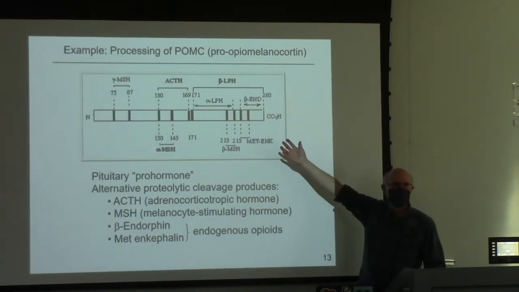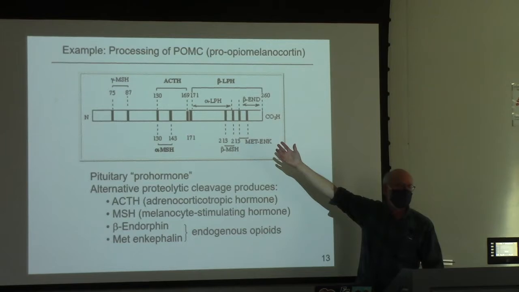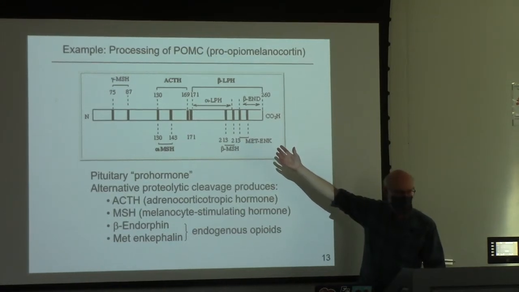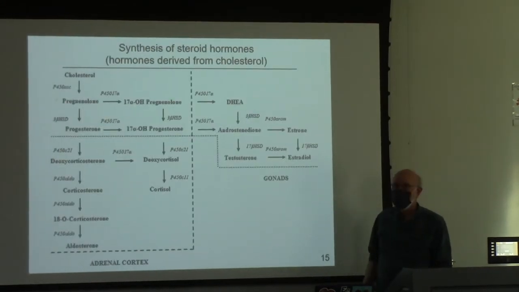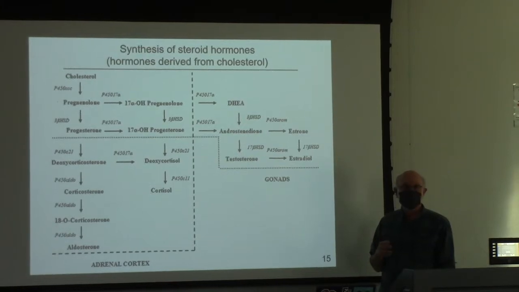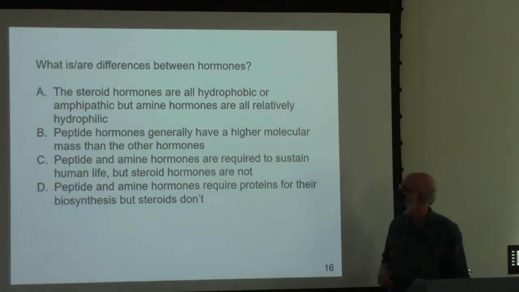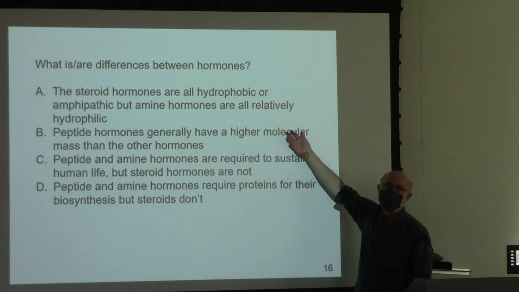The peptide hormones could have hundreds of amino acids, so they're bigger. The amine hormones are small molecules like the steroids. So B is a true statement.